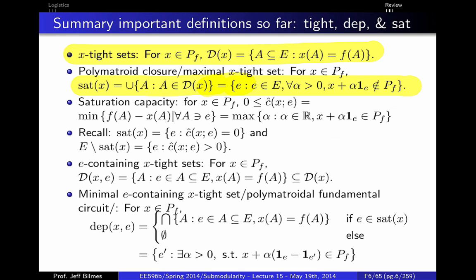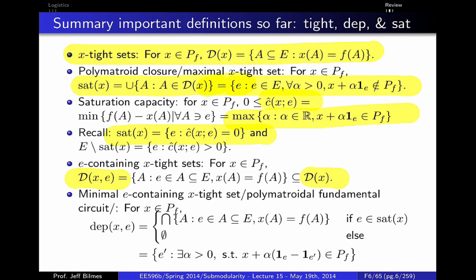The saturation capacity, which we defined as C hat of x, e, is sort of like, for those elements that are not saturated, how much more we can move, like I said. In fact, we can define sat as those elements whose saturation capacity is 0. The E-containing tight sets, which is D(x,e), is a subset of all tight sets for a particular x. And then dep is the minimal E-containing tight set for a polymatroid function, which generalizes a circuit.